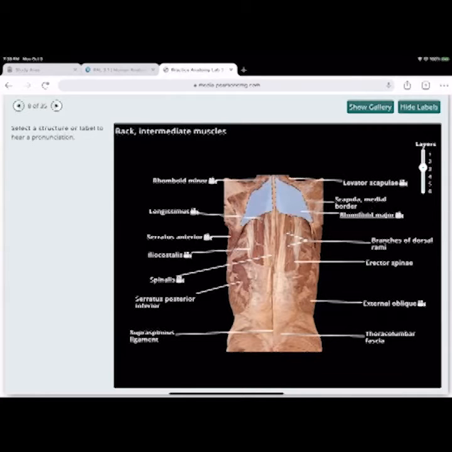The rhomboid major we talked about, the scapula. That's the medial border of the scapula. And the levator scapulae muscle of the neck.